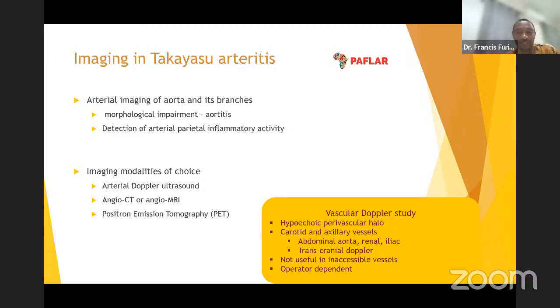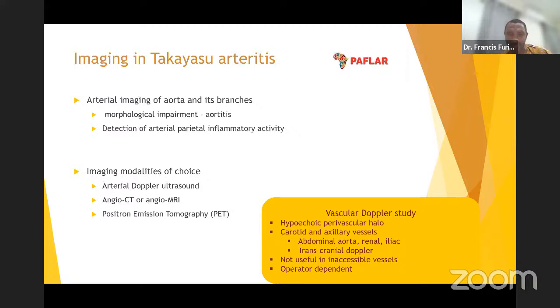Another backbone tool for diagnosing this condition, as we said, is the angiographic findings. And of course, you need to document these. That means arterial imaging and imaging of the aorta and its branches plays a big role in making sure that we diagnose this condition. And we are looking at the morphological impairment. And of course, you can also detect inflammatory activities in the vessel walls. And there are three modalities that are of choice. You could use an ultrasound, which is very easy and cheap and no radiation. You have angio-CT and angio-MRI, as well as PET scan.